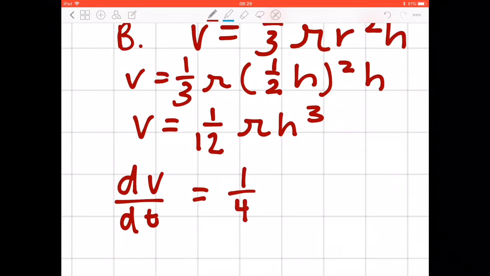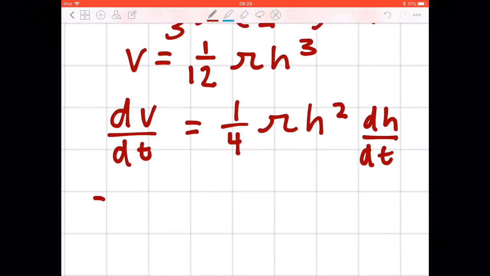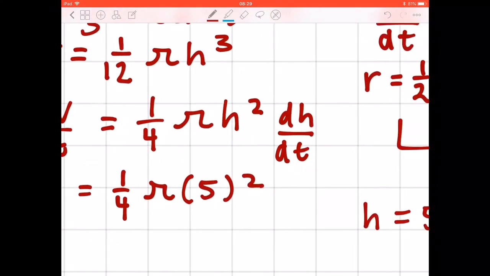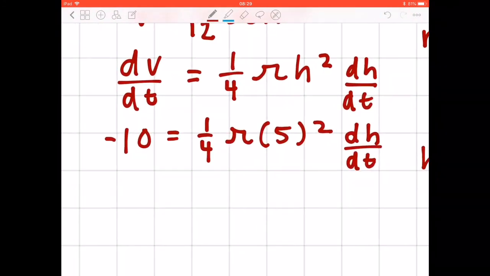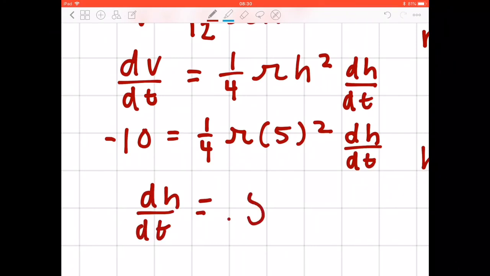We're going to skip a simple algebraic step and just condense that, the 3 and the 1/12 into 1/4, and then we're going to also plug in the numbers for our givens. We're going to use the -10, that's important, and the 5 for our h. And solve for that dh over dt. Skip some algebraic steps, just mostly dividing things over.